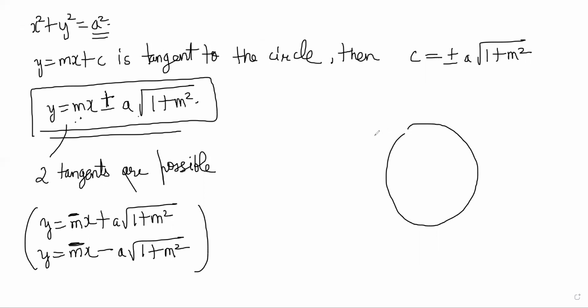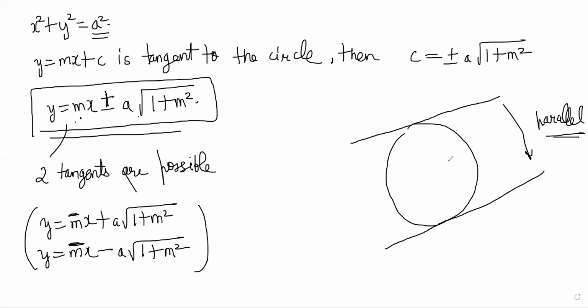So the tangents will be somewhat like this. One tangent will be like this, one tangent will be like this. Obviously, they should be parallel to each other, right? So if you are given a slope, you can find the tangent to the circle with that particular slope.